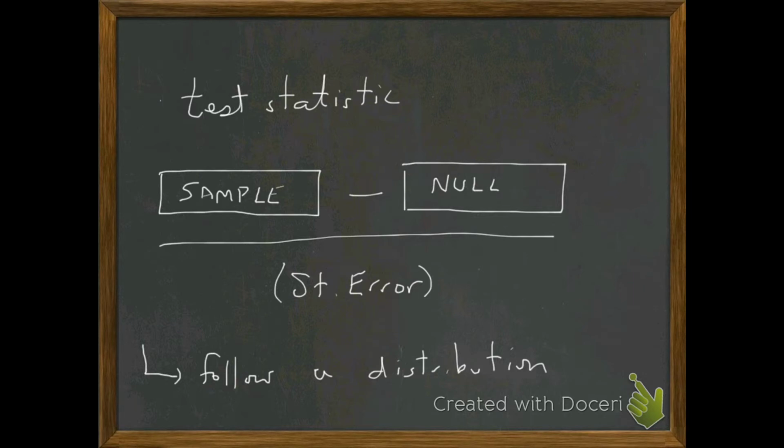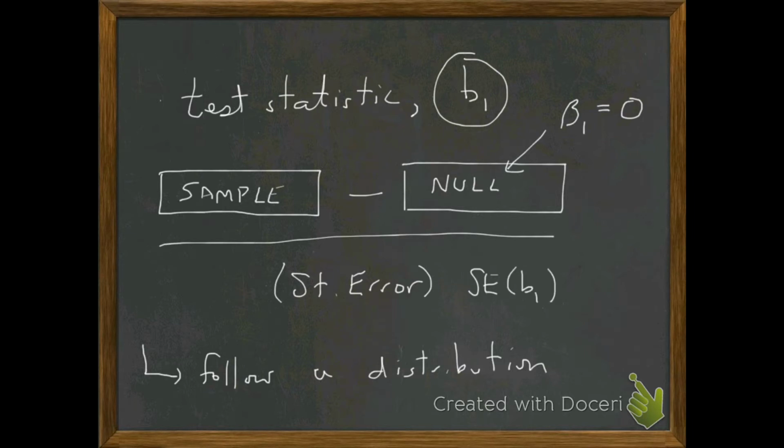So we've got to come up with what distribution our test statistic follows in a variety of situations. In our problem here, our test statistic is going to be a function of B1. Our null, of course, is that beta 1 is equal to 0, and our standard error will be the standard error for B1. We're going to ultimately see that this follows the t distribution with particular degrees of freedom.